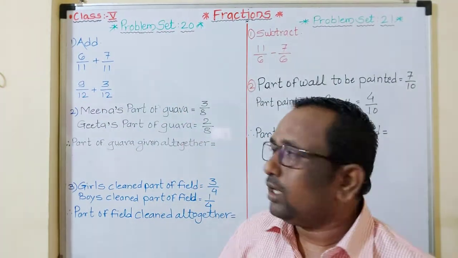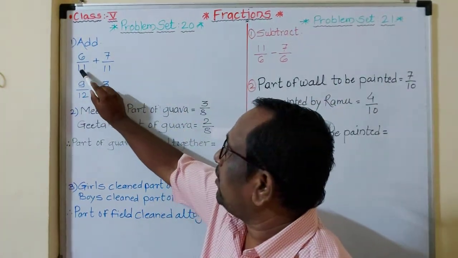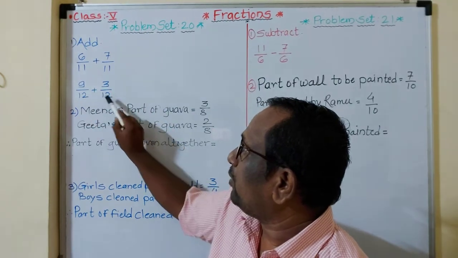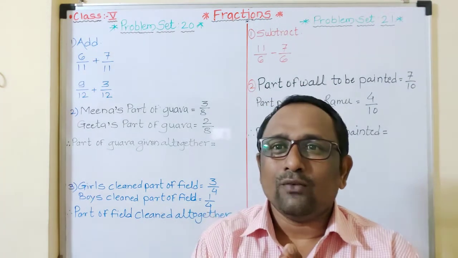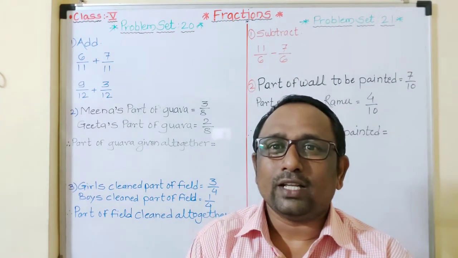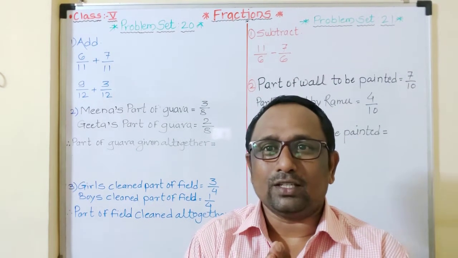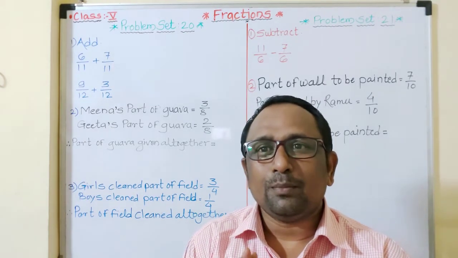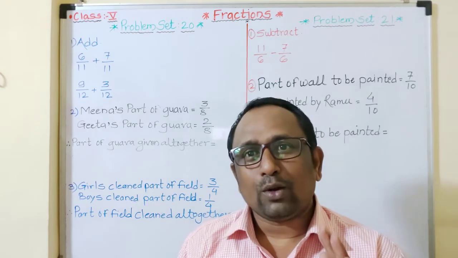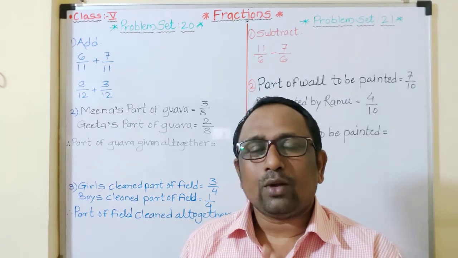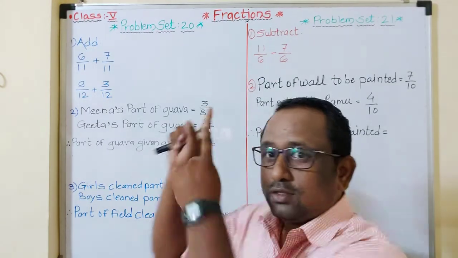If you see carefully, here the denominator is 11, 11. In the second fraction the denominator is 12, 12. Means denominators are same. And you know students, when denominators are same, then we say that the fractions are like fractions. So here, very simple students, we only have to add the numerators. And the denominator we have to write as it is. How? See.